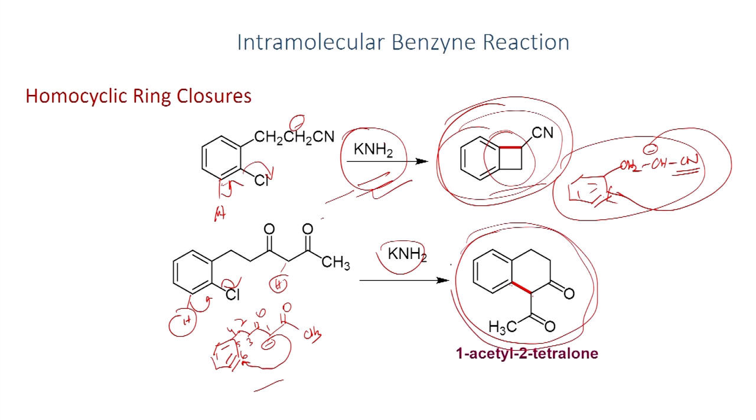In this way you can make a functionalized system using the benzyne intermediate. Since you carry out the reaction under basic conditions, you can make benzyne, and at the same time, you can also deprotonate this acidic proton, which can undergo cyclization intramolecularly to give this bicyclic system.